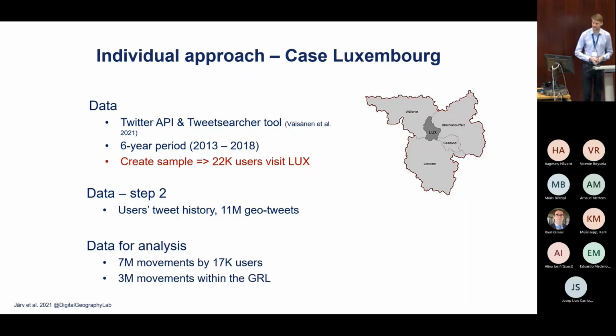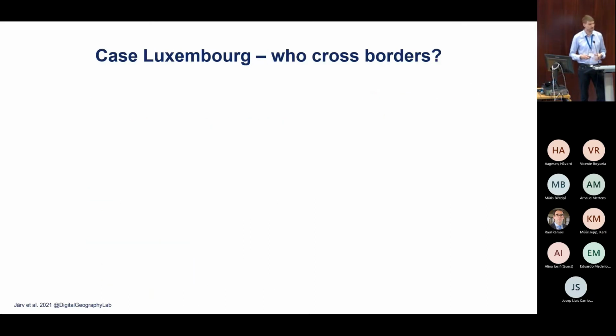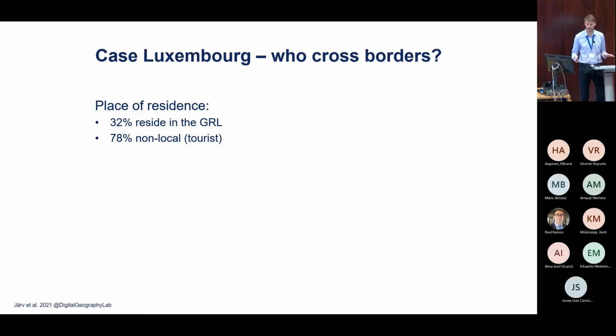As data for analysis, we got 7 million movements, whereas 3 million movements were located within the greater region of Luxembourg, basically the map on the top right. Okay. So the first question was, who is crossing the borders of Luxembourg? We found that from our sample, one third of people are living or residing in the greater region of Luxembourg, and the rest of our sample are non-locals, basically tourists.